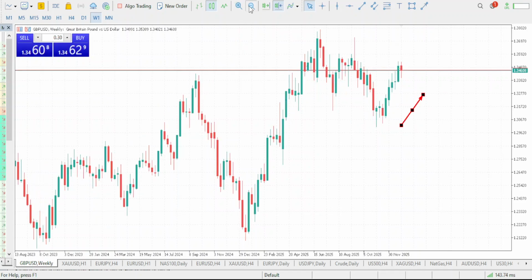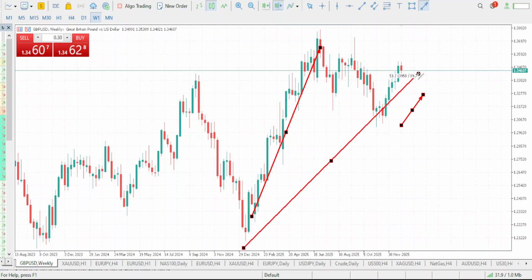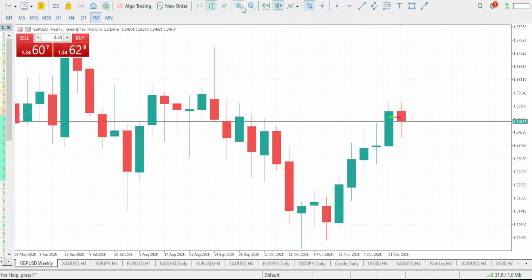So if you zoom it out, it is very clear that GBP USD is in an uptrend. That is the bigger picture, right? If you zoom it out, you see that it is clearly on an uptrend move. But when you zoom it in, this is also in an uptrend move. So week one opened and closed bullish, week two opened and closed bullish, week three opened and closed bullish, week four opened and closed bullish, and week five opened and closed bullish, right?